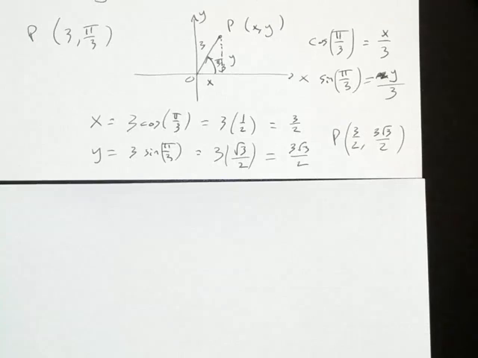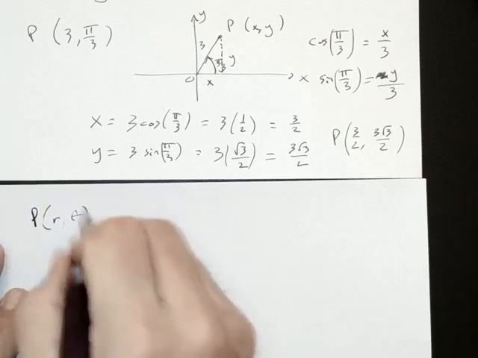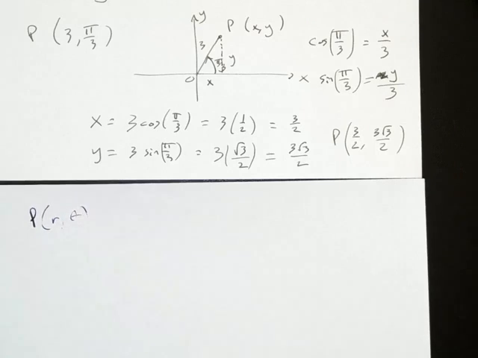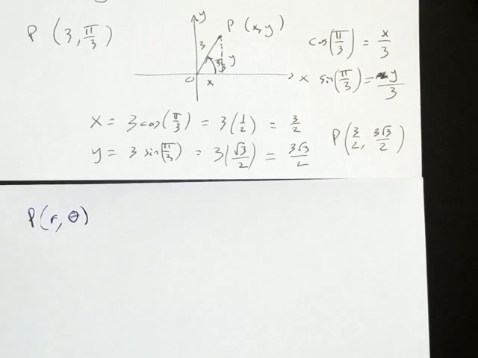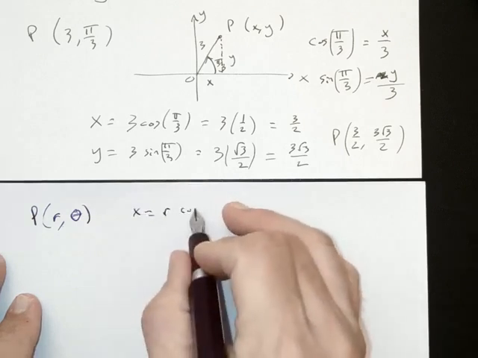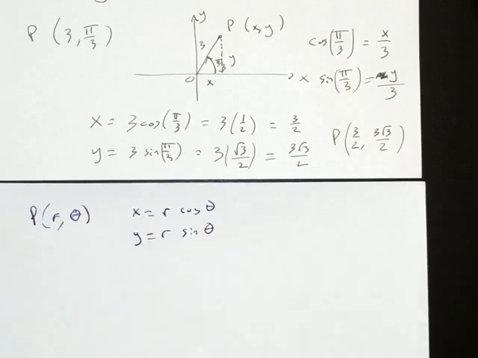How do I generalize? If I have any point, I go about it exactly the same way, with the cosine and sine, because I'll draw that little triangle in. Like that. That allows me to convert any point.